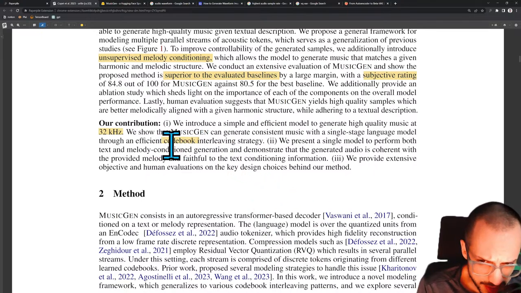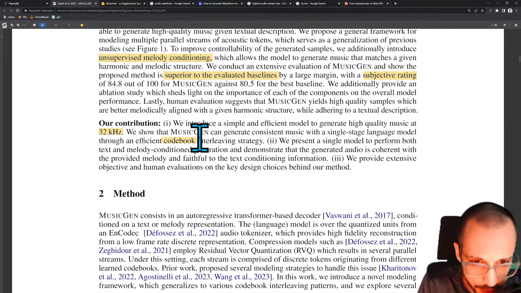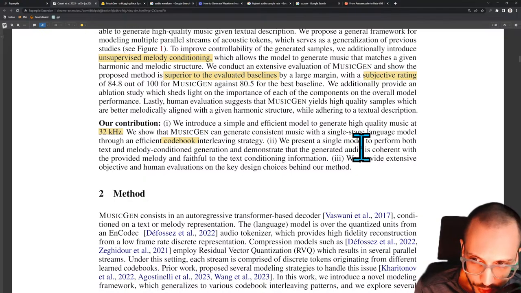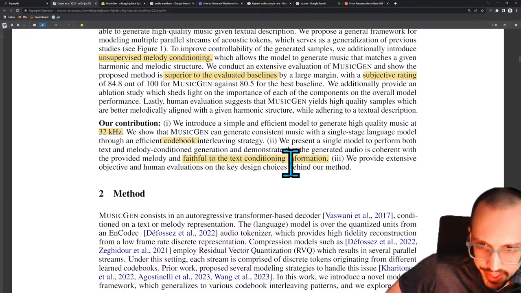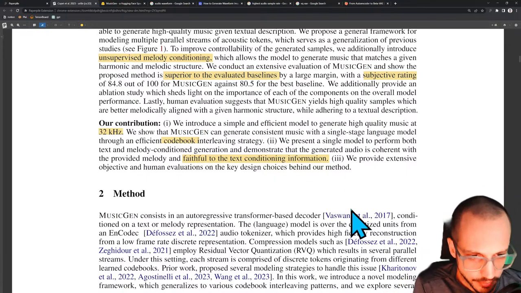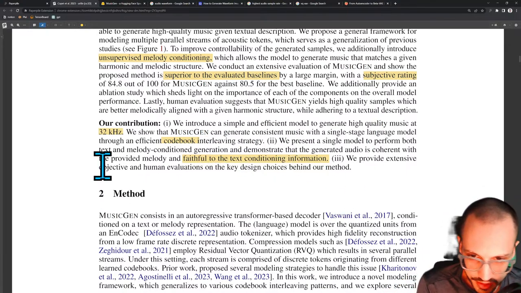Okay, so it sounds like they're maybe going to have multiple code books, and then interleaving makes me think of multiple code books that they're interleaving together. I don't exactly know. We present a single model to perform both the provided melody and faithful to the text conditioning information. We provide, so probably some kind of weight that determines how much the text conditioning is impacting the final generation. Sometimes these are called guidance weights, but we provide extensive objective and human evaluations.